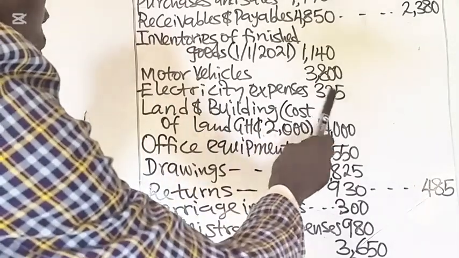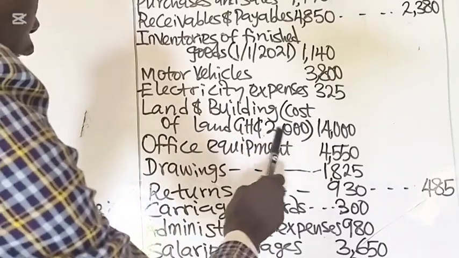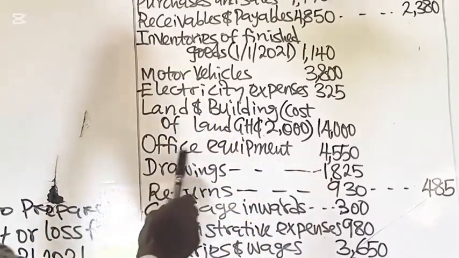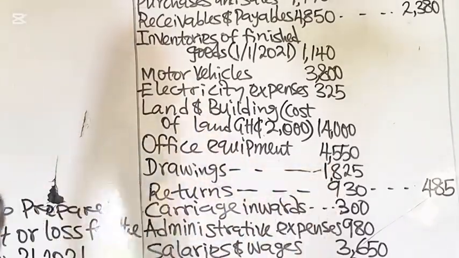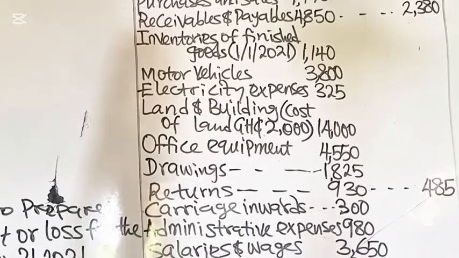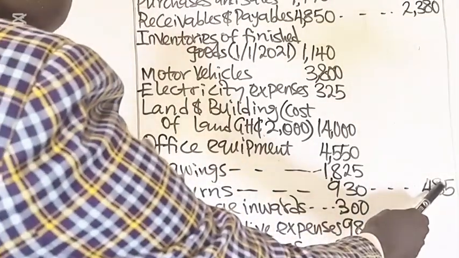Electricity expenses 325. Land and building cost of land is 2,000 Ghana cedis. We have 14,000. Office equipment 4,550. Drawings 1,825. Returns 930 and 485.